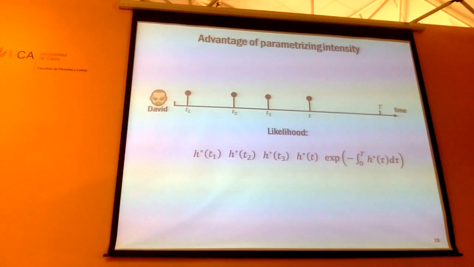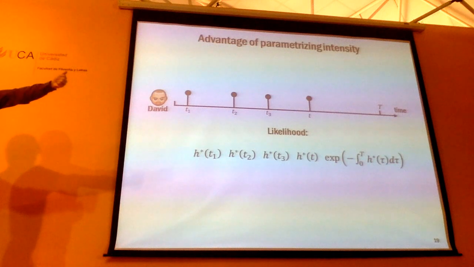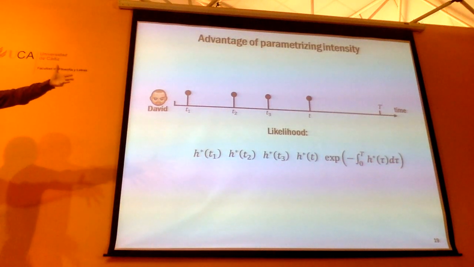So the first thing is we mentioned the drawback of parameterizing the density function. If you parameterize the conditional intensity function, then it's much easier. Actually, you can write out the likelihood, since with the conditional intensity, you can get back to the density. You can write out the likelihood of this sequence of events as well.